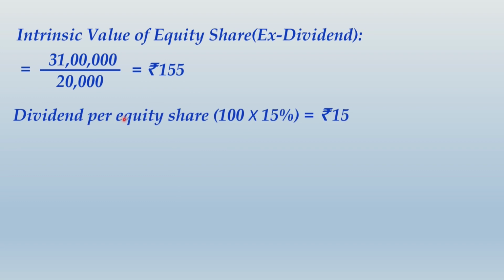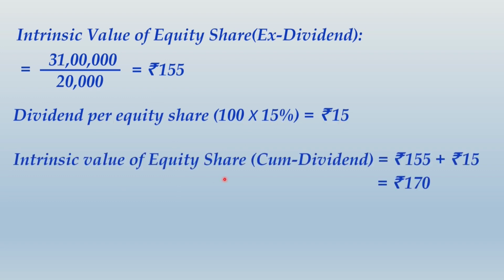Now dividend per equity share was rupees 15, and intrinsic value cum dividend will be ex dividend value plus dividend, and that will be 170. So we can conclude that ex dividend value of equity share is 155 and cum dividend value of that equity share is 170. Note down this quickly and then we shall move ahead.